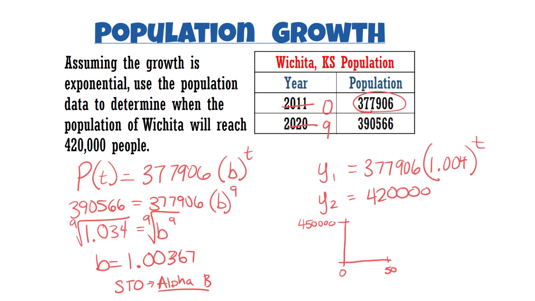When I did that, here's what my graph looked like. Y1 came in here and it was a very slow exponential growth. It didn't really look like exponential growth because it was so gradual, and that's because of the very small b value there. But then the Y2 just gets me a horizontal line at 420,000. And what I'm looking for is when my exponential actually equals that 420,000.